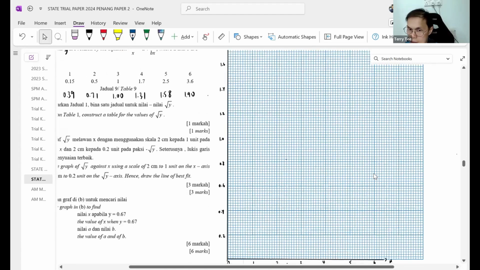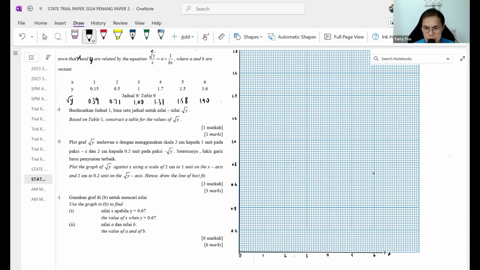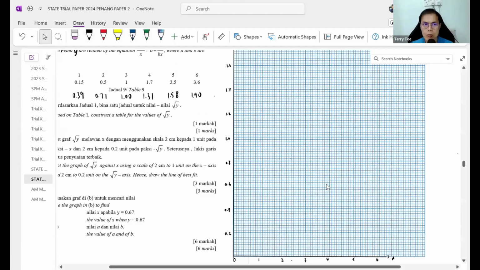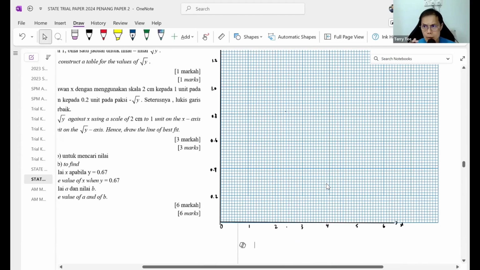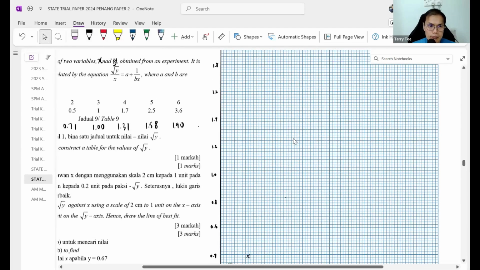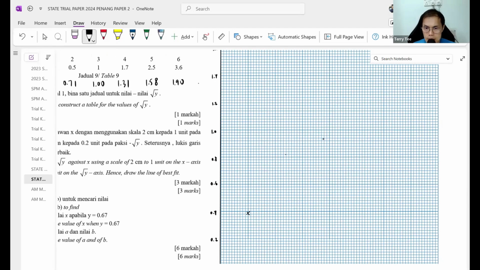Let's begin with the first point, 1 and 0.39. 0.39 is close to 0.4. Remember, one big box is 0.2, one small box is 0.02. So 0.39 should be around here. Now next you have 2 and 0.71. Okay, 0.71 is here.